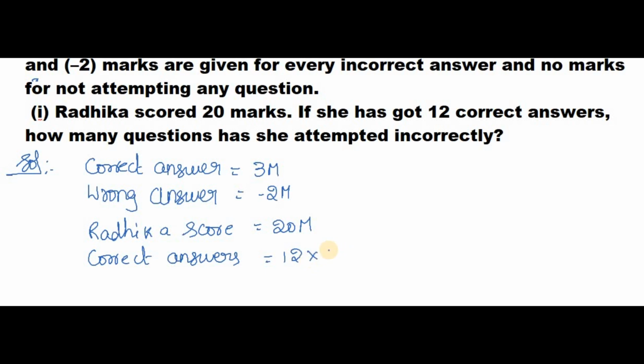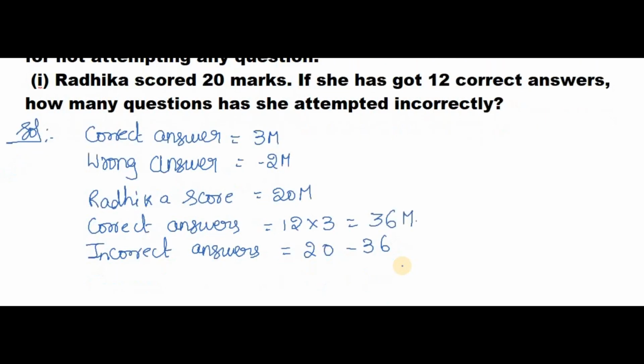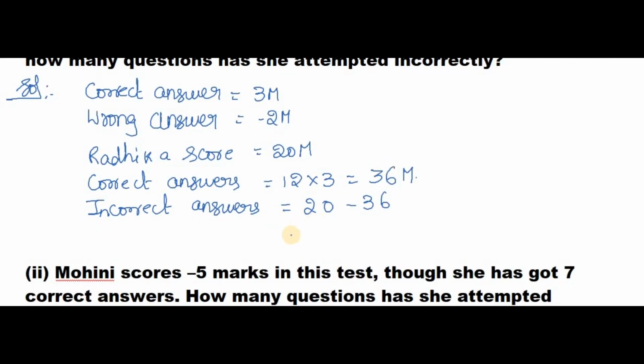So according to the question, one correct question carries 3 marks, 12 threes are 36 marks. So she has to get 36 marks for that. But actually she got only 20 marks. Means she has written some wrong answers. So we'll see how many wrong answers she has written. So what we will do: total she got 20 minus correct answers. And here the negative number is bigger, so that is the reason minus 16 will come.